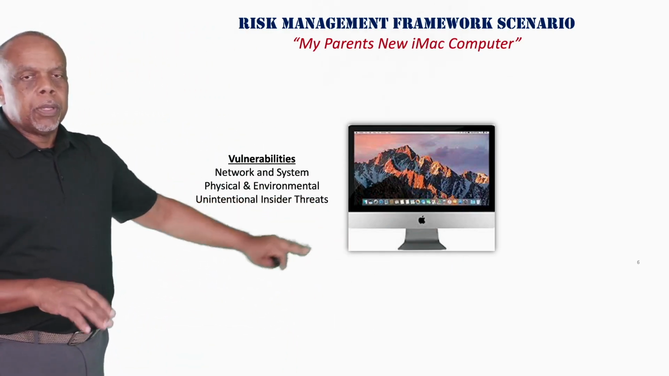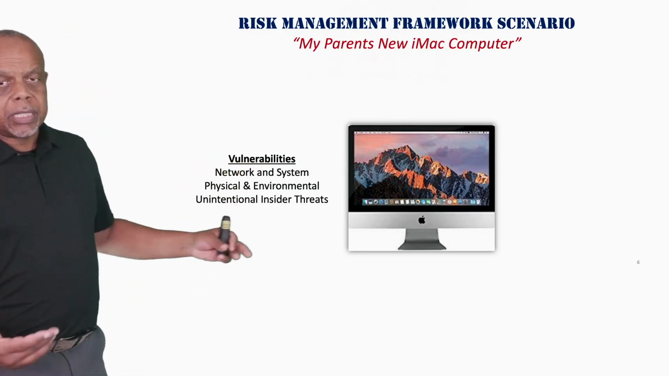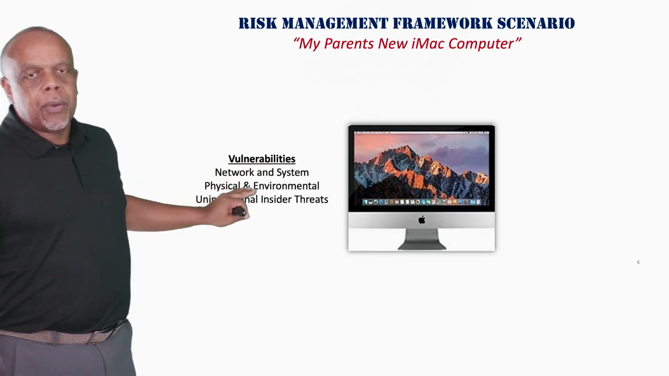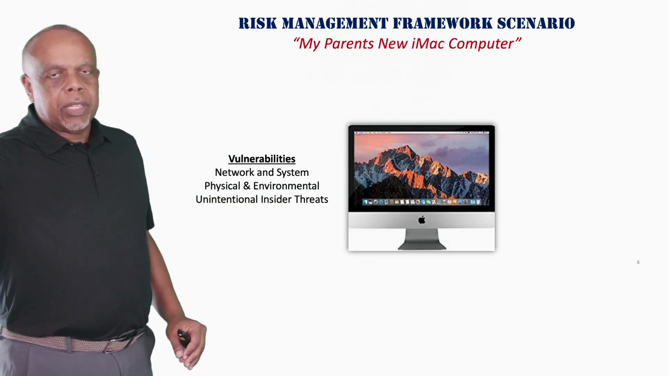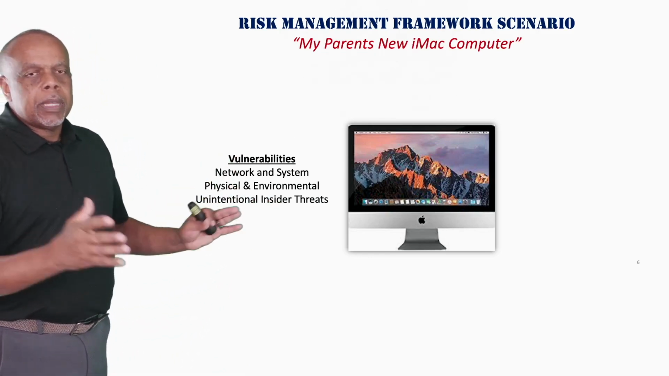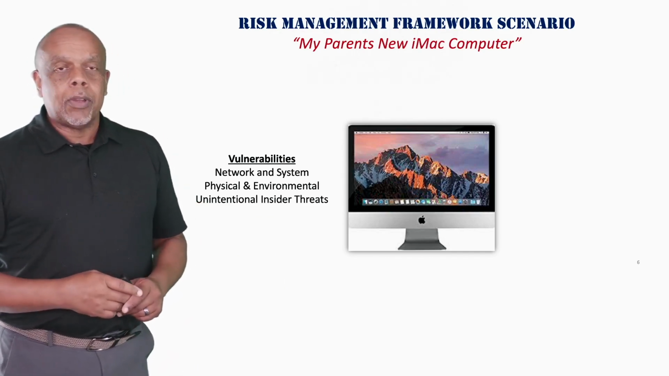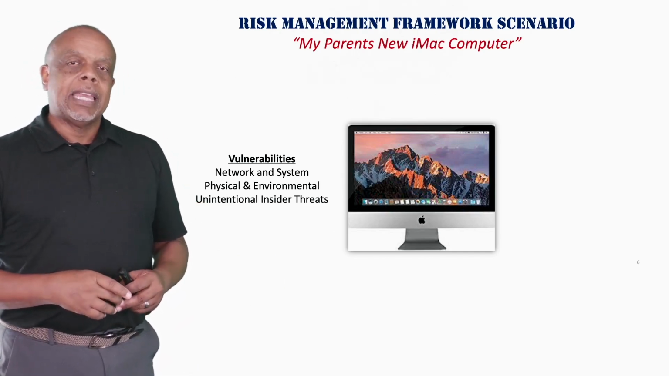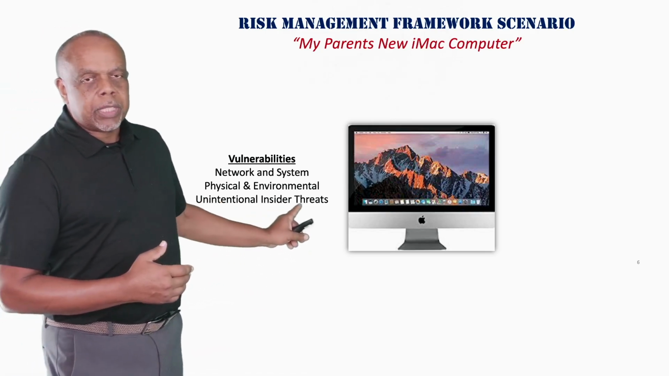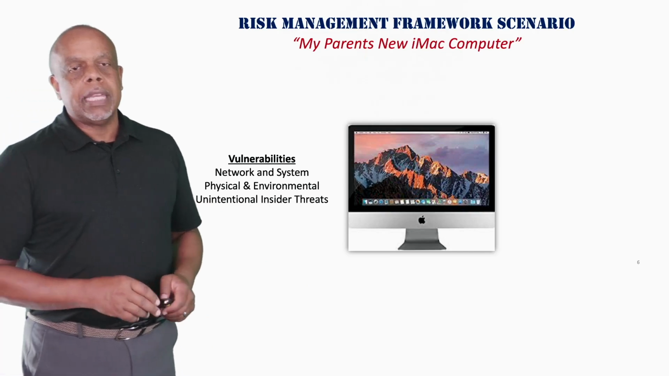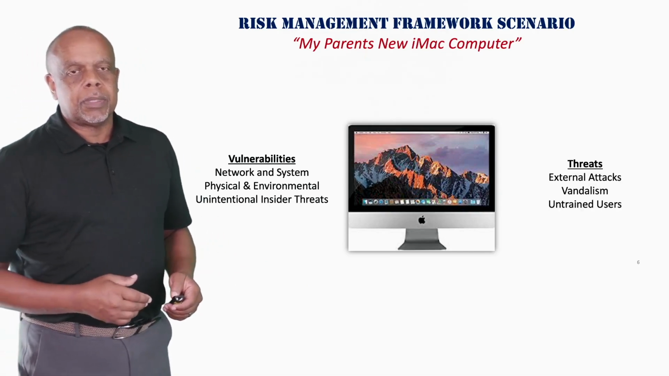Now, when we look at this computer, and any information system, there are vulnerabilities. What type of vulnerabilities exist in a regular home computer? Well, you could have network and system issues. There's physical and environmental, like hailstorms. That could be many things, a hole in the roof and it gets wet. And then there are unintentional insider threats. What do I mean by that? My mom and my dad, who are not the most highly tech literate computer users in the world, can become their own worst enemy and their own insider threat just from lack of education, lack of training, and not understanding some of the ramifications.